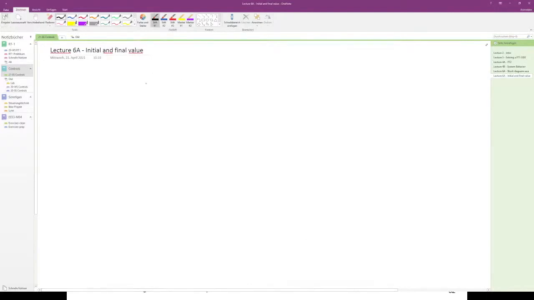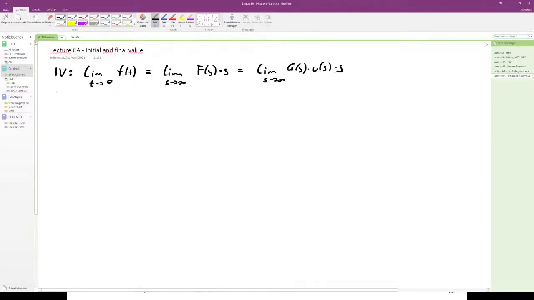Okay, let me write down the initial and final value theorem one more time, so that we don't need to switch over to the PowerPoint. Just as a recap, if we want to know how f of t behaves when we let time go to 0, in the Laplace domain we simply let our Laplace variable go to infinity. We take f of s multiplied by s, right? And if we want to apply this to a system, this f of s is simply our g of s times our u of s, and don't forget the s.